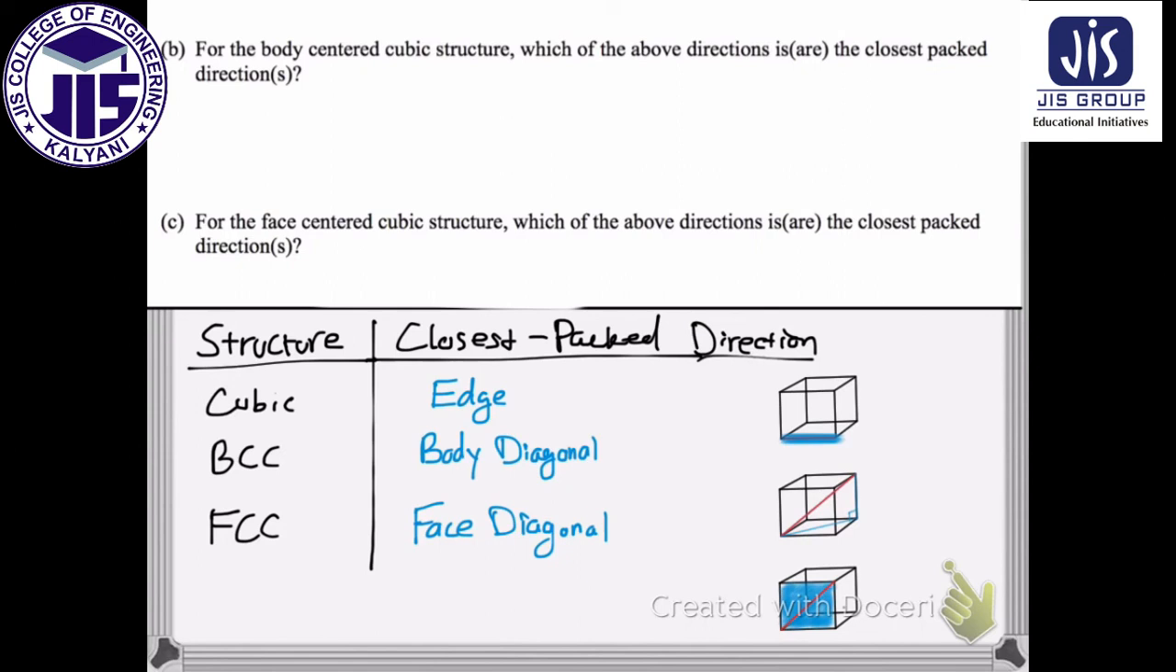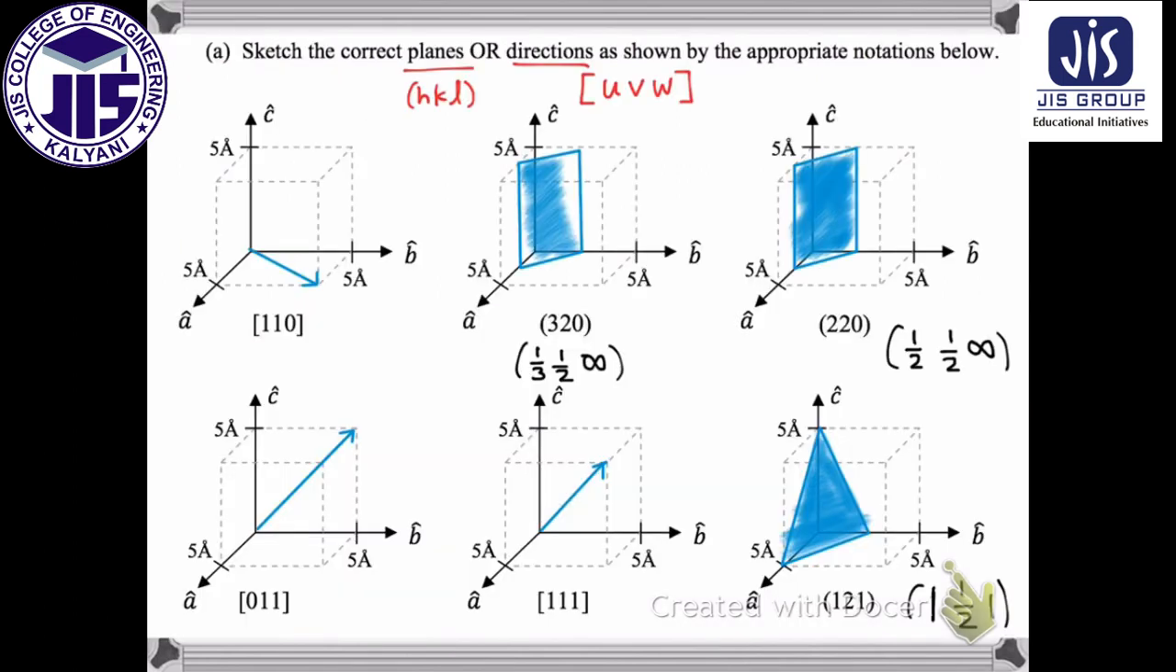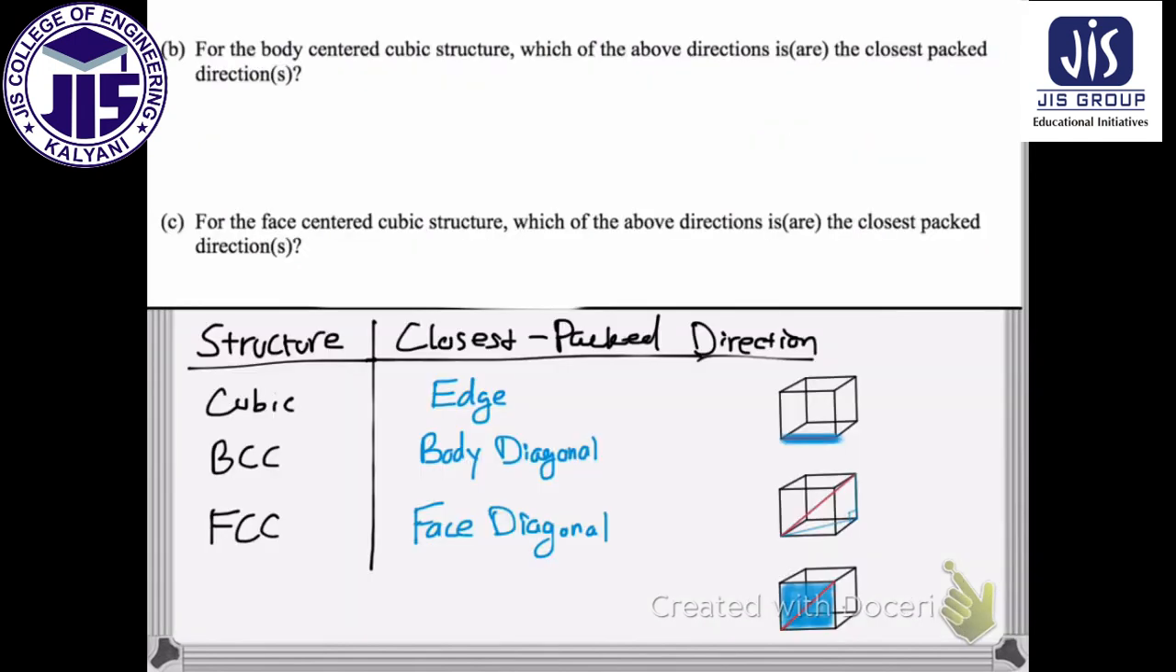So going back to the question here, for the body-centered cubic structure, which of the above directions is the closest packed direction? So that means we're looking for the body diagonal. The body diagonal would have to be a 1, 1, 1, because we have to go through. So this middle bottom one here would show the direction of the closest packed direction. That would be the 1, 1, 1, and that is the body diagonal.